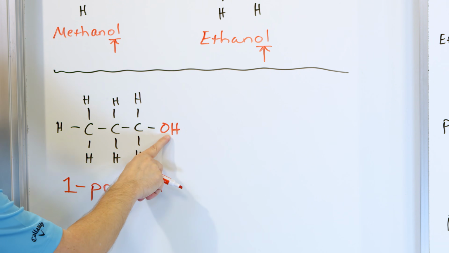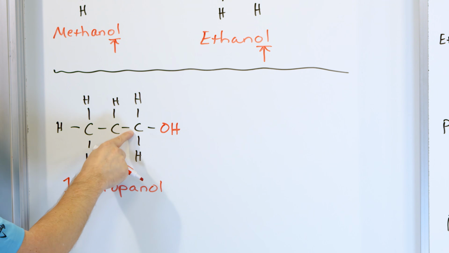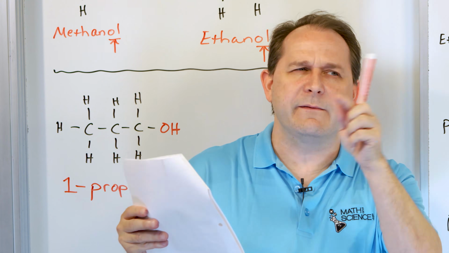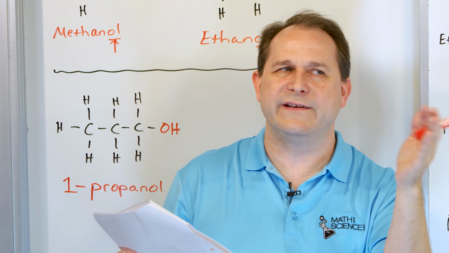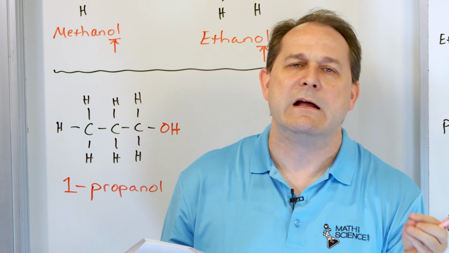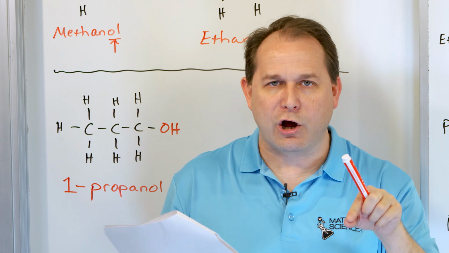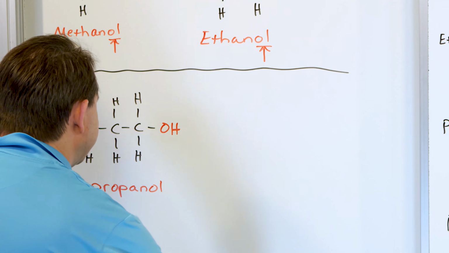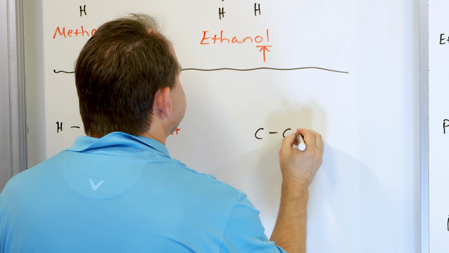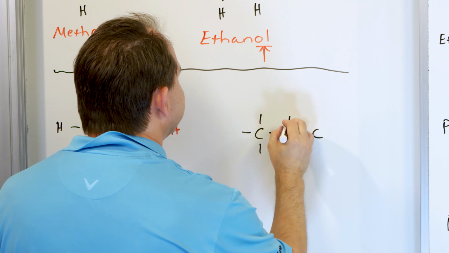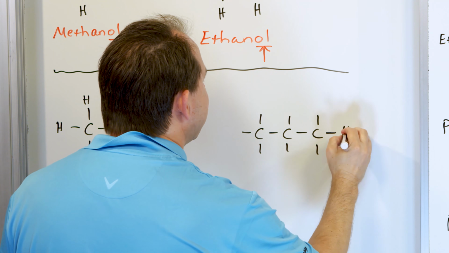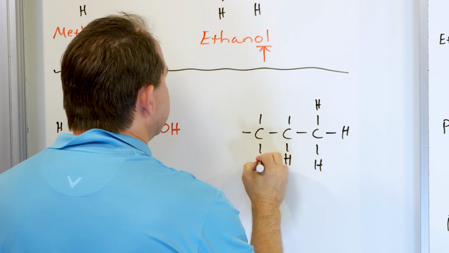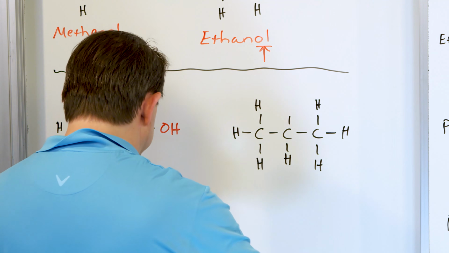The 1 means that the OH group for the alcohol is connected to the first carbon, which just means one of the ends. It doesn't matter which end, because no matter which one you connect it to, you can flip it around, it's still the same thing. So 1-propanol means alcohol group connected to one of the end carbons. All right? So let's draw the other one here. So carbon, carbon, carbon, everything needs 4 bonds, everything needs 4 bonds, like this. So hydrogen, hydrogen, hydrogen, hydrogen, hydrogen, hydrogen, and hydrogen.